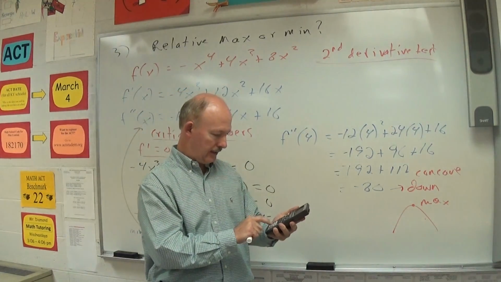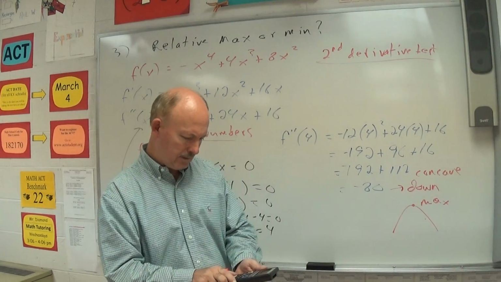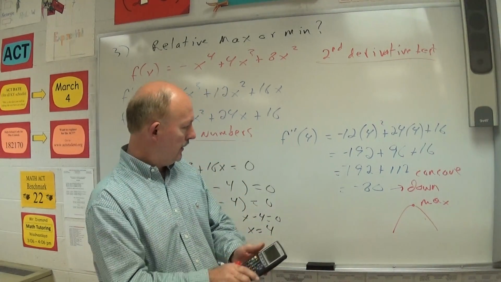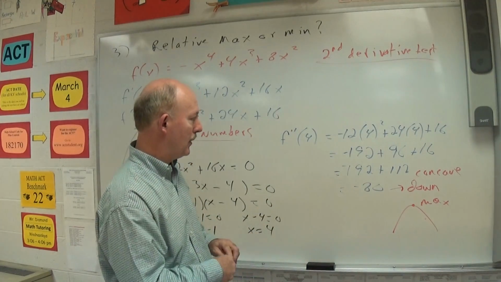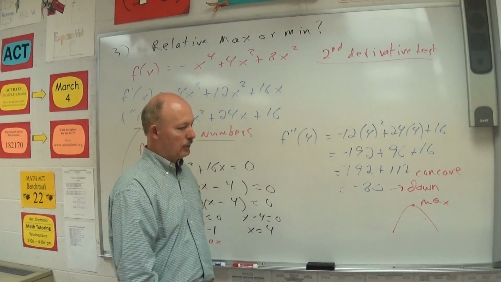Okay, plus 16. That gives us negative 80. All right, so we're looking at a relative max at x equals 4.